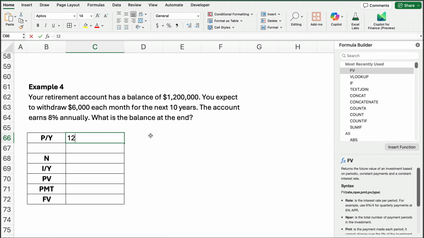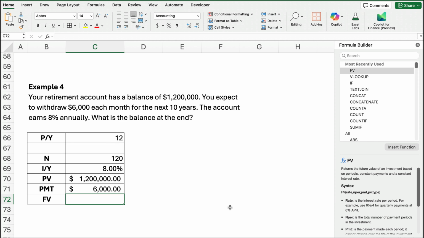So this is going to be another monthly problem. The number of periods is going to be 10 times 12, right? 120 months. And the interest rate is 8%. The present value is $1,200,000. You expect to withdraw $6,000 every month. Okay? Now, we're going to have to really think about this. We have to be careful on this one because we have a balance and we're not adding $6,000 to it. We're subtracting $6,000. Okay? So, from that account, that is a reduction in that account.